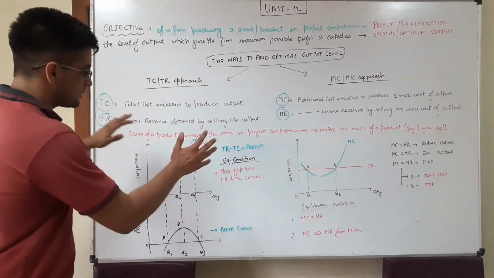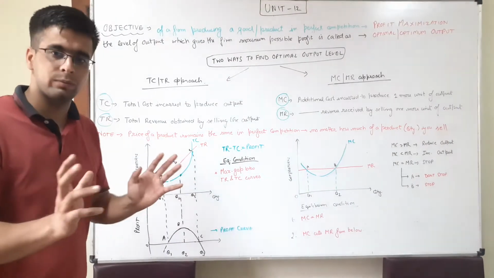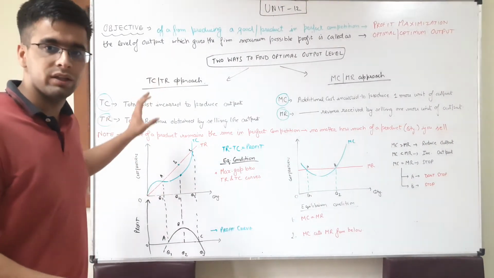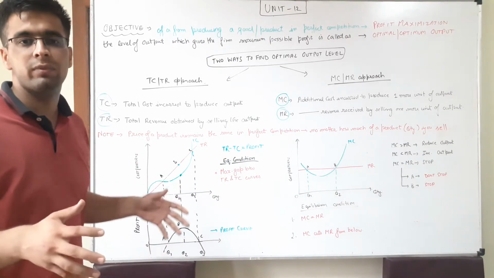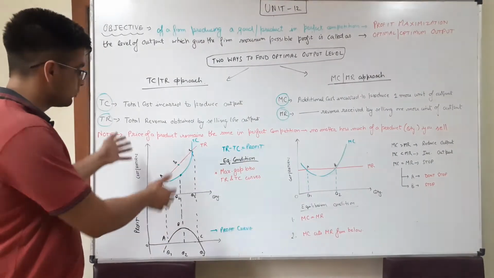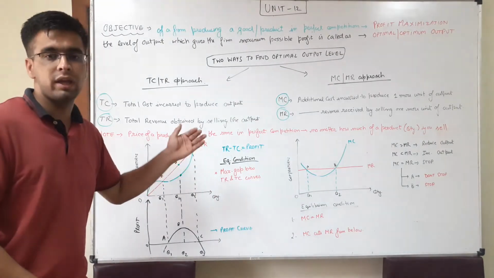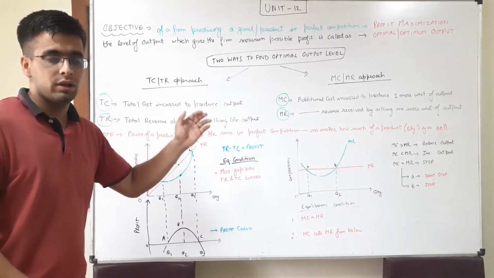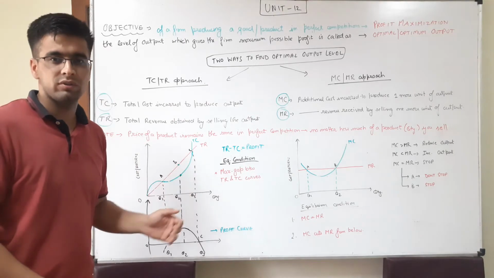Alright, so this is one way of finding the optimal level of output. Price given by the industry, let's say given by the market forces of demand and supply. How much quantity should he produce? He should produce that quantity where the gap between total revenue and total cost curve is maximum.